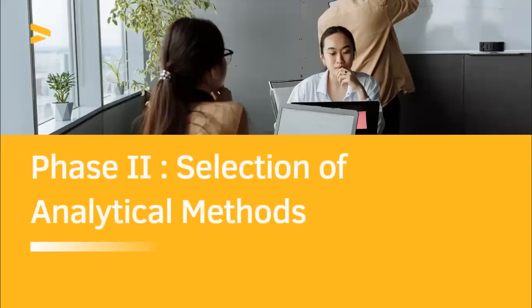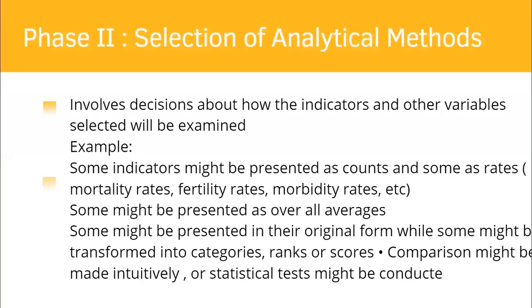So now we're done with the computation part of my discussion. Okay? So phase 2 would actually mean selection of analytical methods. Now you learned all the different computations. Now you just need to select which of these computations or analytical methods would actually be of use in your study. So this involves decisions about how the indicators will be selected. So you just choose which indicator to use on a case-to-case basis.